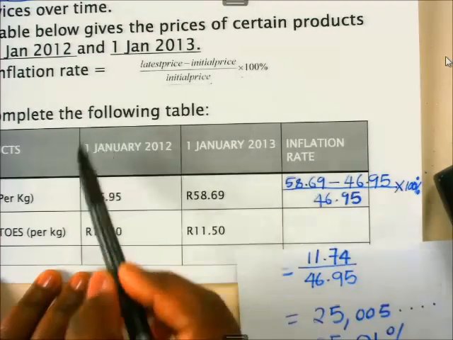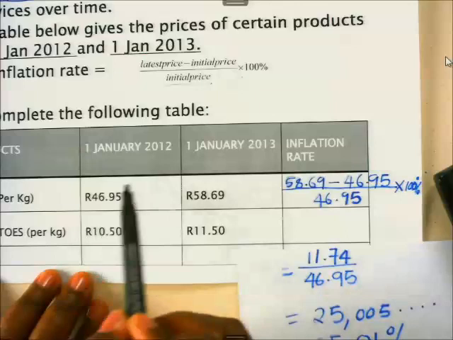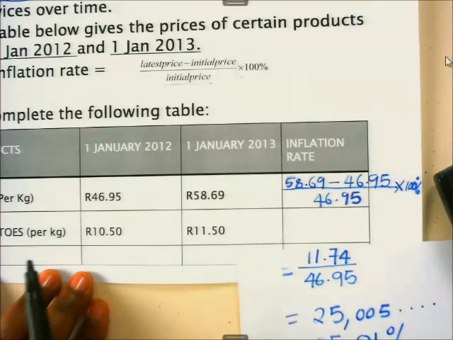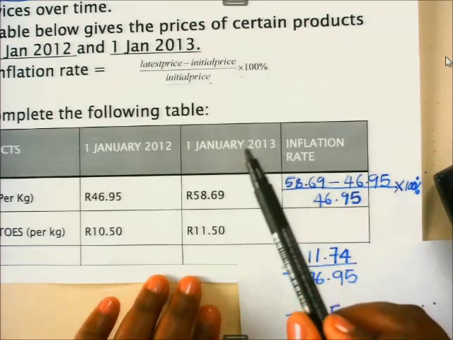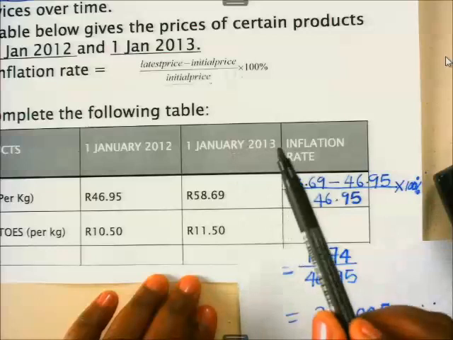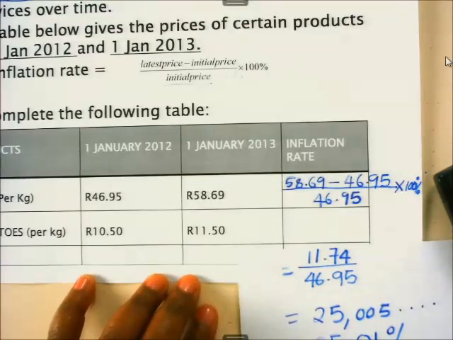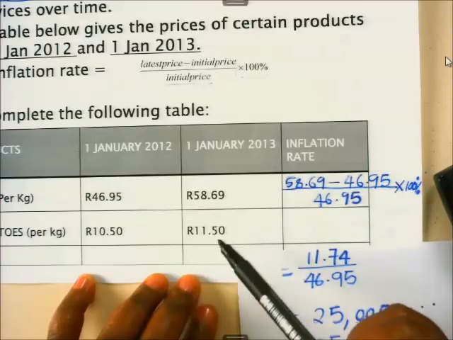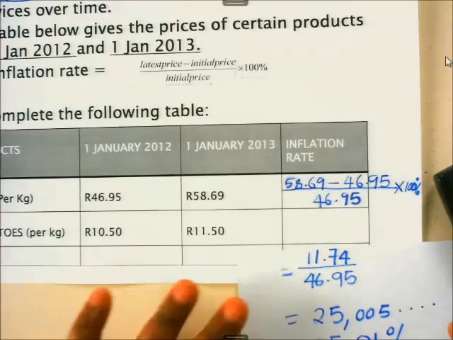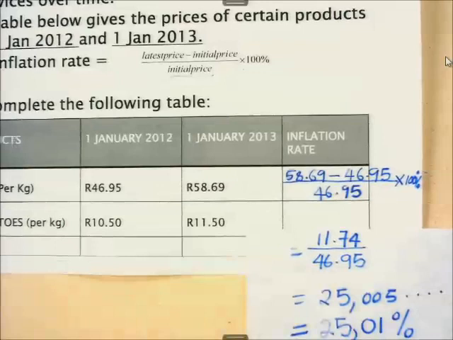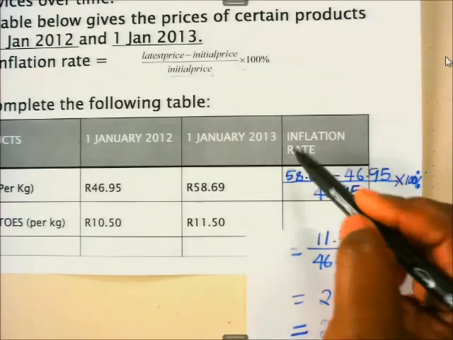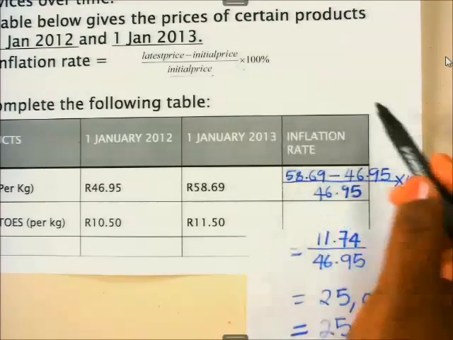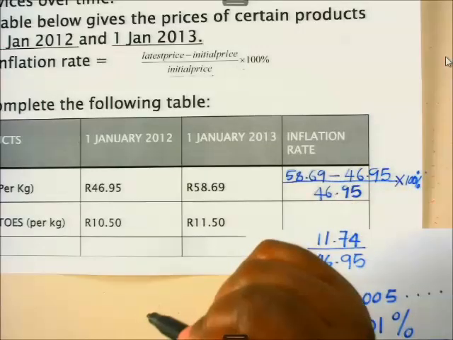Right, guys? And then example number 2 says, tomatoes on 1st of January 2012, a kilogram of tomatoes was 10 rands 50 cents. And then on 1st of January 2013, the very same kilogram was 11 rands 50 cents. Now, you need to work out how much percentage was this one. That is, you work out now inflation rate, guys. I think this one will be your homework.